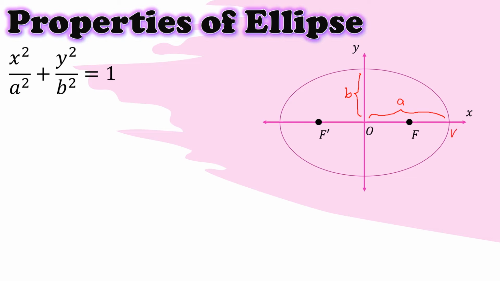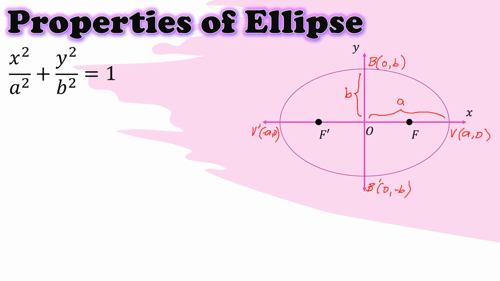So we have the vertices at (a, 0) and (-a, 0). Also, when x is equal to 0, y is equal to plus or minus b. Hence, we have the co-vertices at points (0, b) and (0, -b).